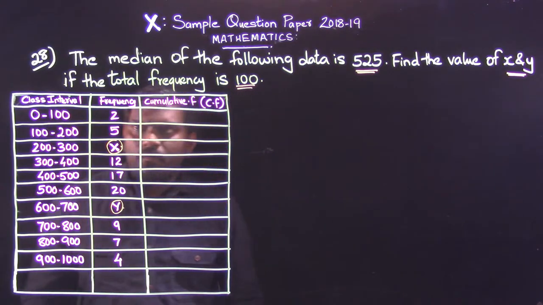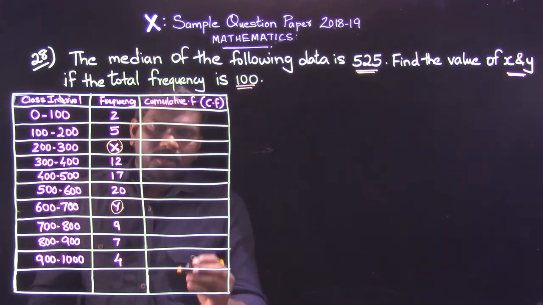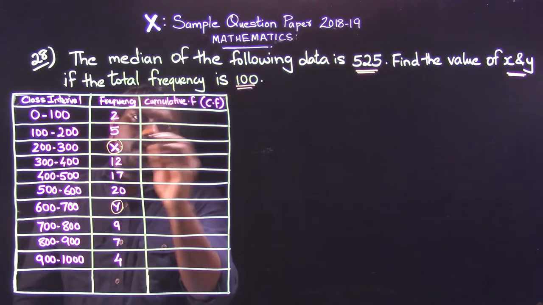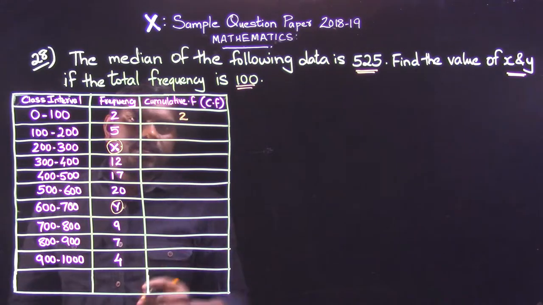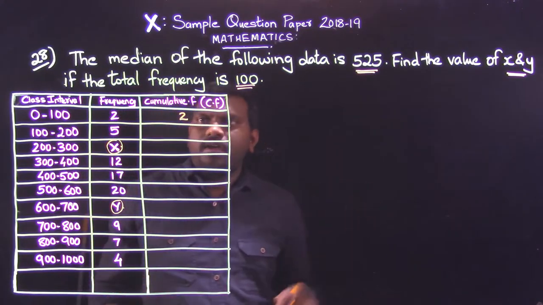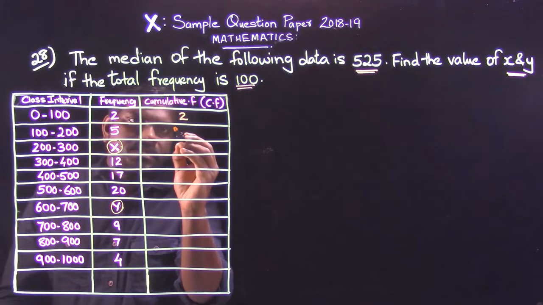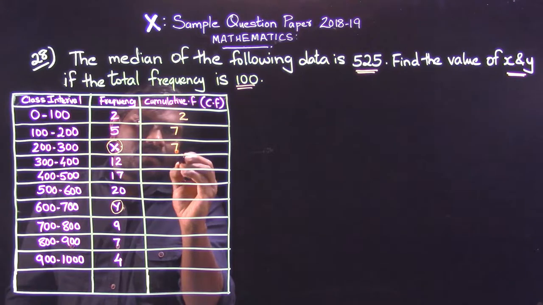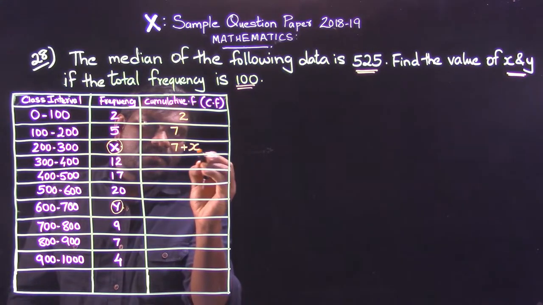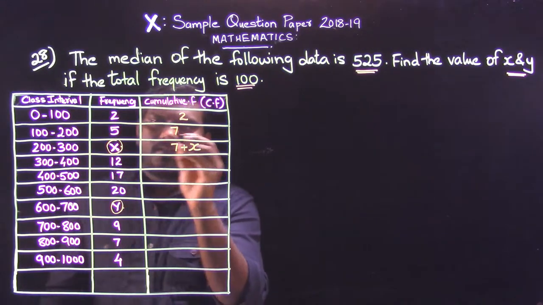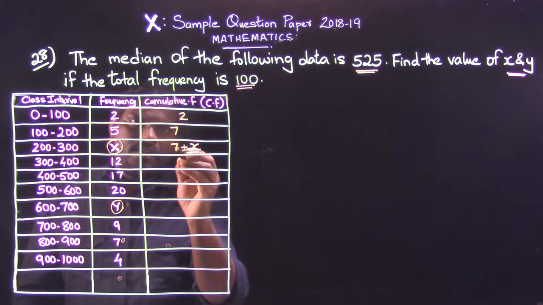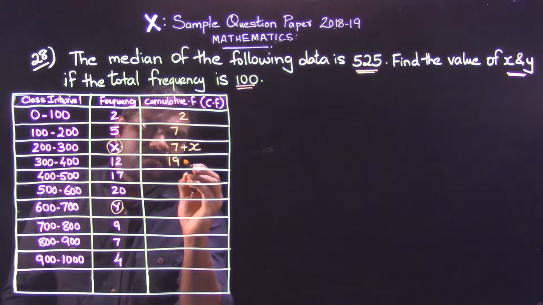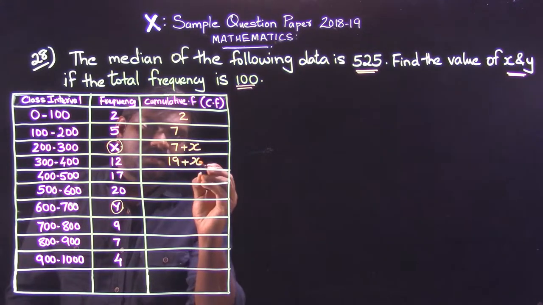Fine. Now first, what we do is we will find the cumulative frequency. The first one we don't have, so you can put it as 2. Cumulative is adding, piling up. So 2 and 5 gives me 7. And 7 plus x, I am going to get 7 plus x here when I add this one with x. Again, the 7 with this 12, I will get 19 plus x, isn't it?